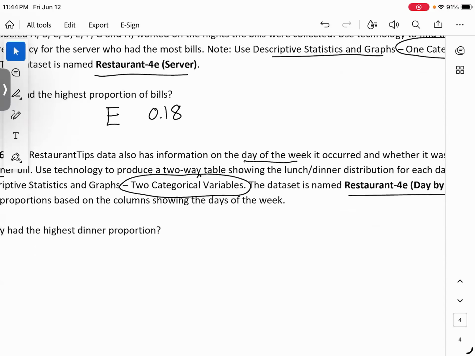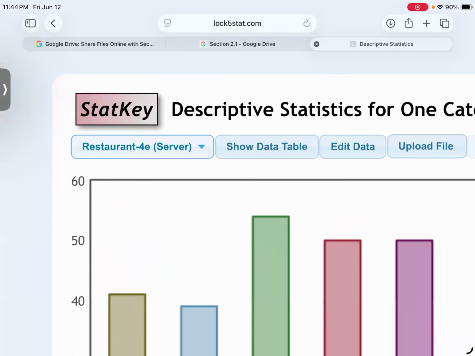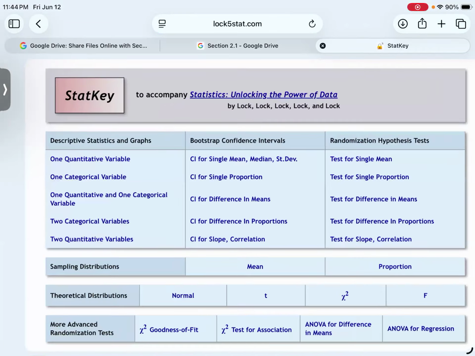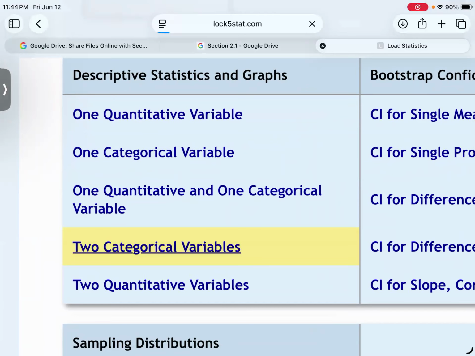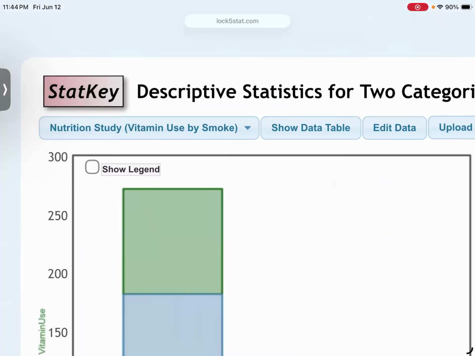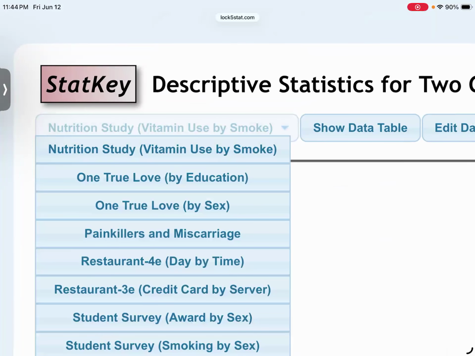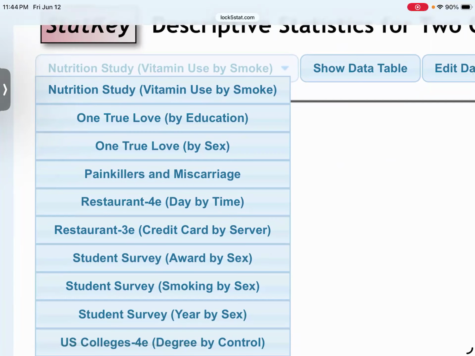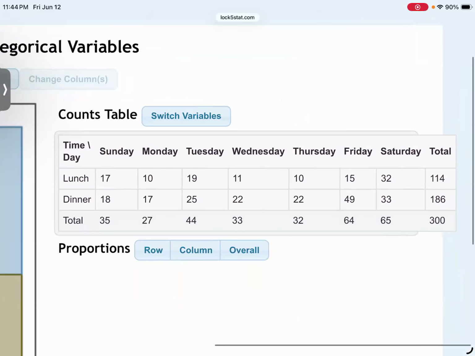And so let's go ahead and try this one again. Very quick, right? It's very quick exercises. You can click on where it says StatKey, just go back to the home page and now switch to the one that says two categorical variables. Again, it's going to immediately default to whatever's at the top of the list. So you've got to click on this to bring the drop down and then scroll down. It's right there pretty quick. Restaurant, fourth edition, day by time. Go ahead and click on that one. And boom, it made the two-way table super fast.